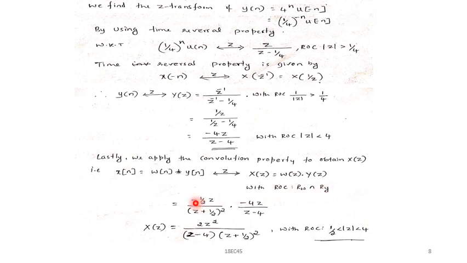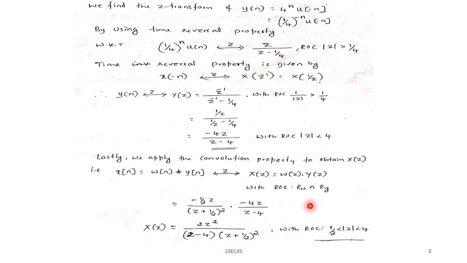So I already taken this, I will write this directly: minus 1 by 2 into z divided by z plus 1 by 2 whole square. This is my W of z into minus 4z divided by z minus 4. So this is my Y of z. So I'll multiply this, I'll get the answer as 2z square divided by z minus 4 into z plus 1 by 2 whole square. So this is the final answer, X of z.